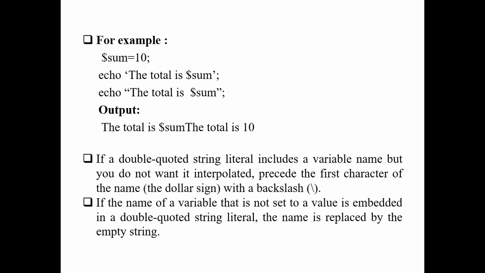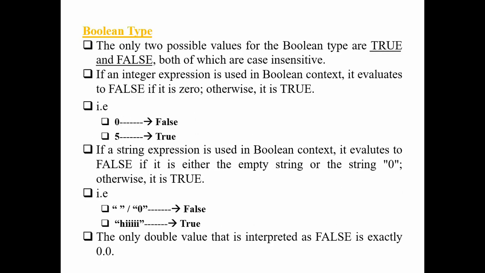If the name of a variable that is not set to a value is embedded in a double quote literal, then of course it is replaced by an empty string, because that variable does not have any value set. So it is null, an empty string. Now we have the next type, Boolean type.